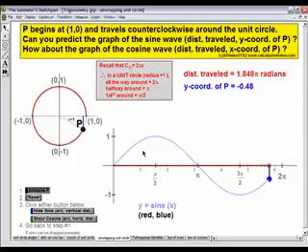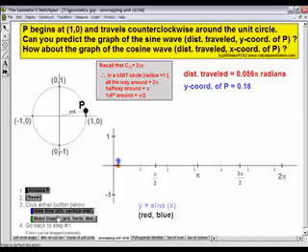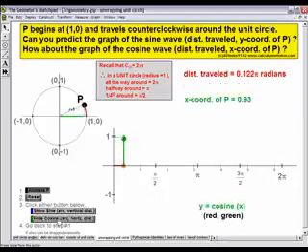Cosine, on the other hand, is the x value. So let's hide sine and let's do cosine now. So cosine is this distance here. So this distance in green is represented as a vertical distance over here. And right there at pi over 2, we haven't gone left or right at all, so cosine is 0.